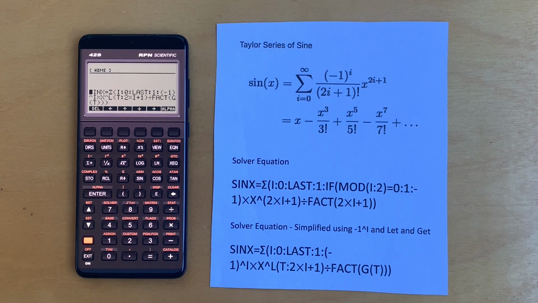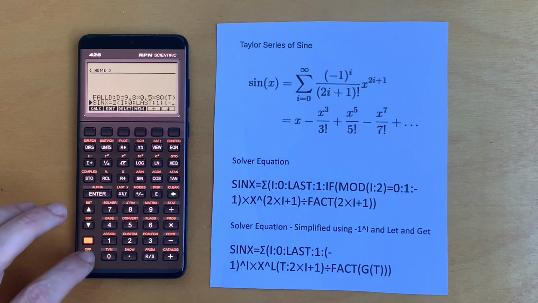And Plus42 implements the full features of the solver from the 27S, including sigma expressions, if statements, and let and get. And to give you an idea of the power of these, here's an example of an equation to calculate the Taylor series expansion for the function of sine of x. And if you're interested in the details of how this works, check out my video on the HP-27S.